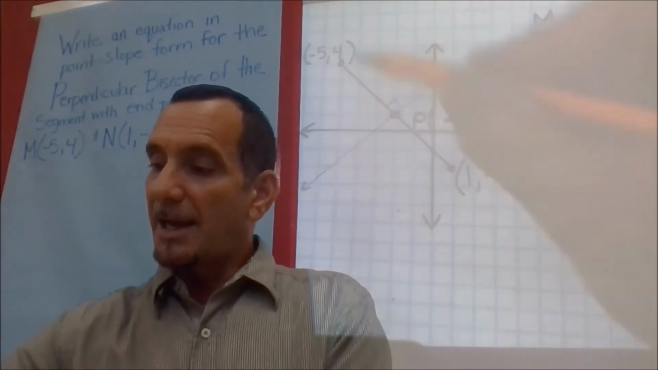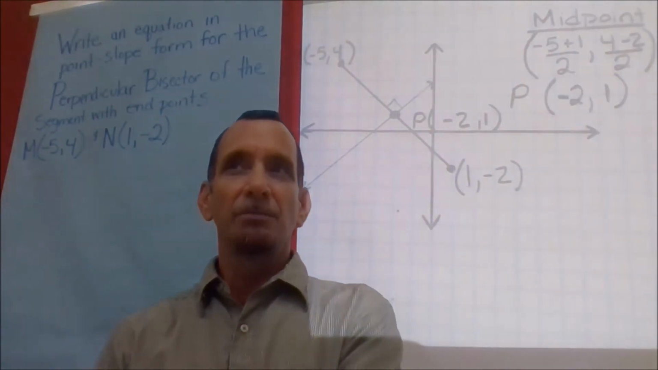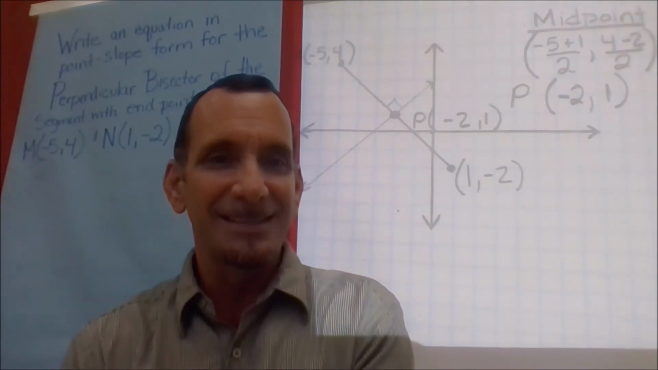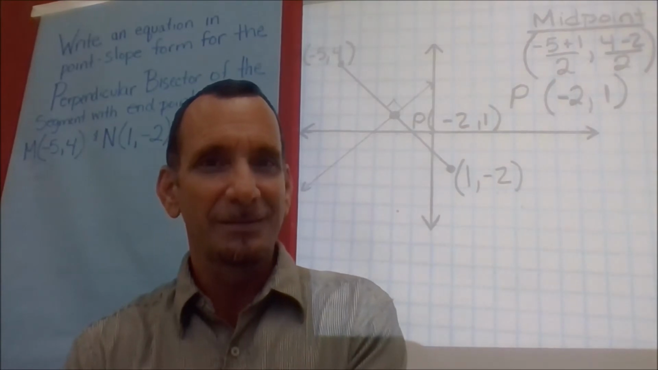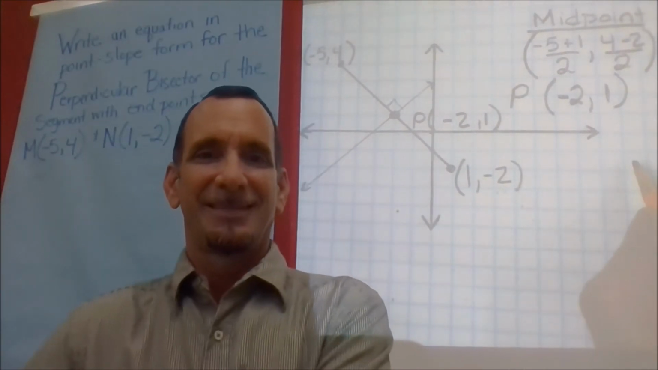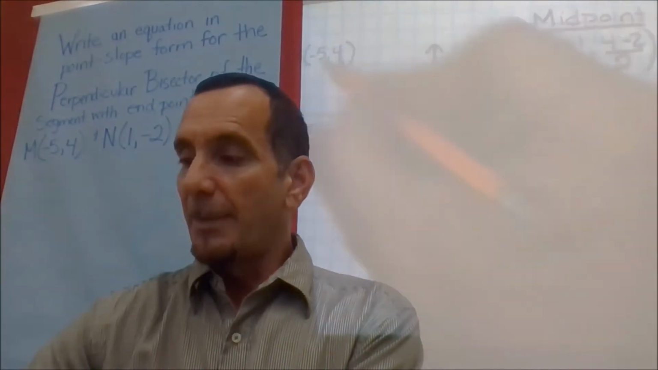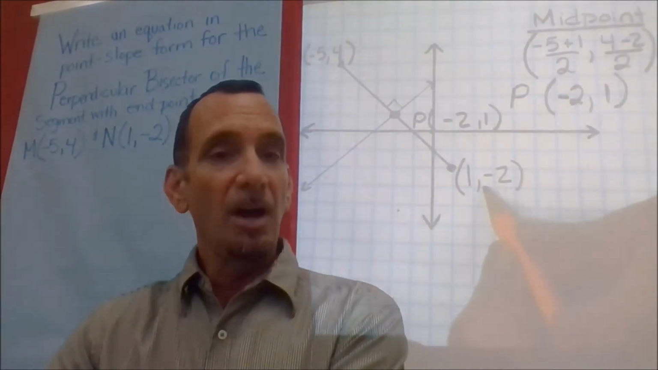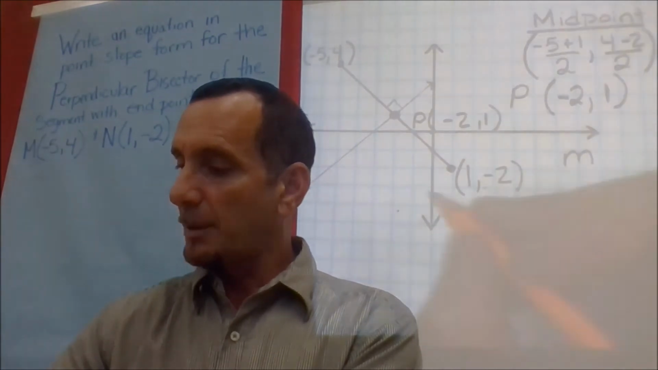However, can I get the slope of this segment and then use what I know about the slopes of perpendicular lines to get the slope of the perpendicular bisector? Can I do that? So let's see. I'm going to find the slope of my segment. And because I have 2 points on the segment, I can find the slope of my segment.